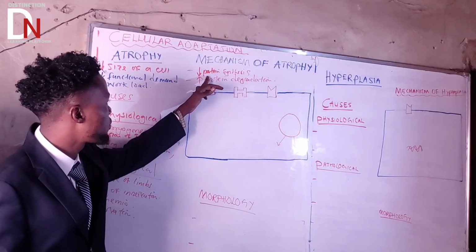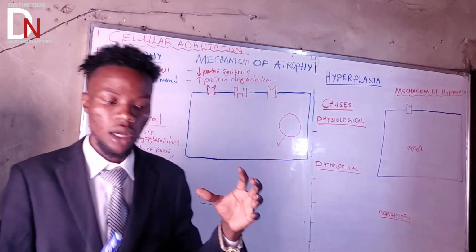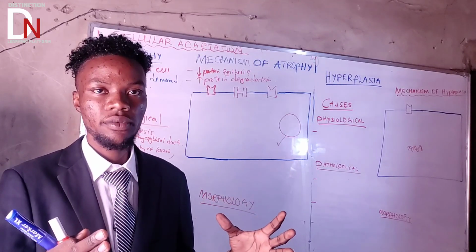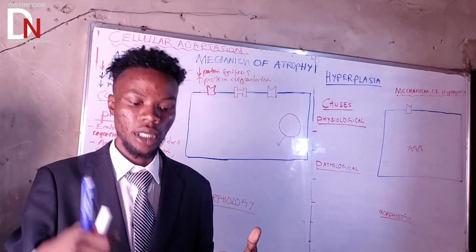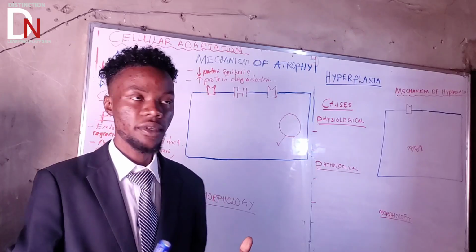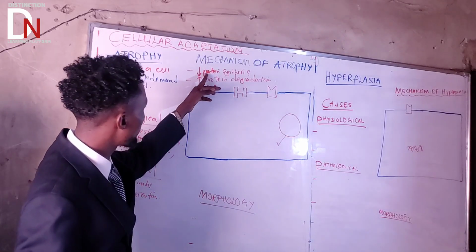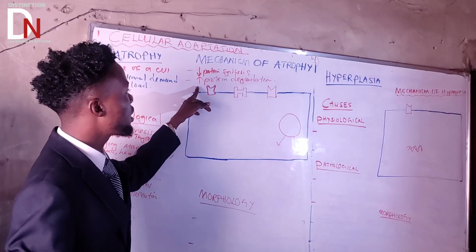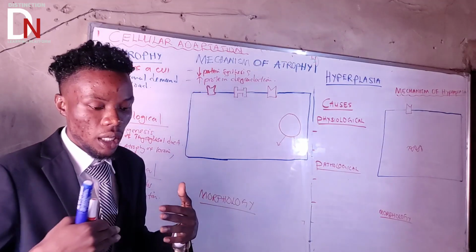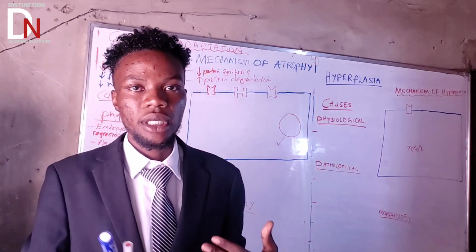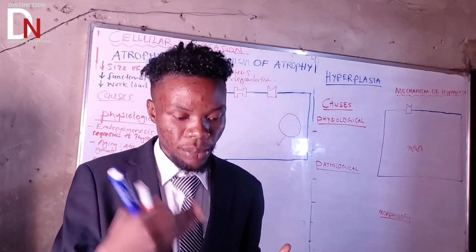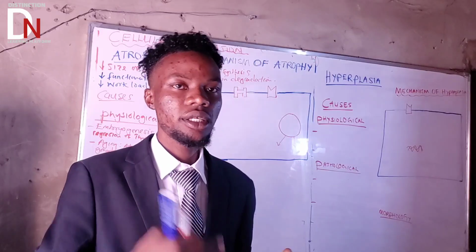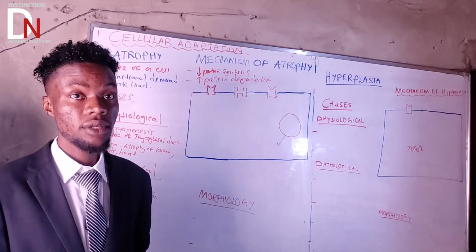Either it doesn't produce protein, because proteins are the major component of a cell. If you increase protein synthesis, it means you are going to increase the size of the cell. If you decrease protein synthesis, then you are going to reduce the size of the cell. If you increase protein degradation, it means the rate at which proteins are broken down is increased. Since you are breaking down proteins, you are not going to have enough protein in the cell. Then what's the result? A reduction in the size of the cell.